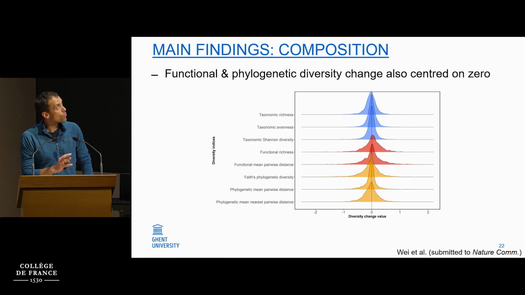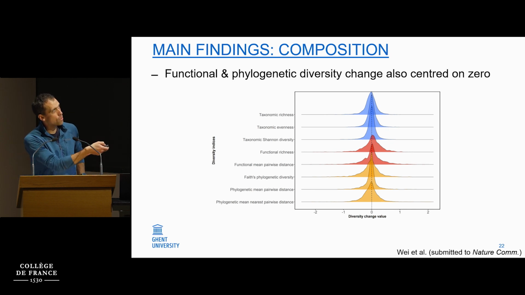Okay, so I already started the first slide about the results. I explained that basically the changes in species richness between the first and the second survey are centered on 0. This is confirmed here on top, where we again plotted the diversity change value for taxonomic richness, for instance, between 0.1 and 0.2.